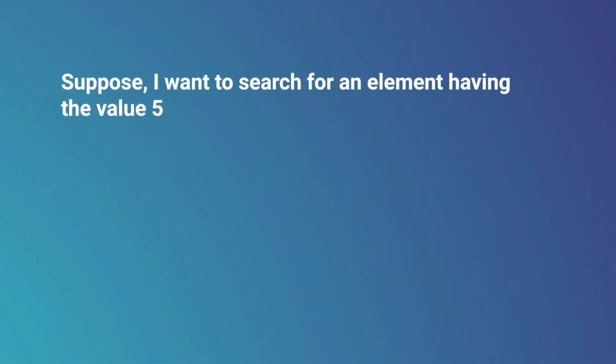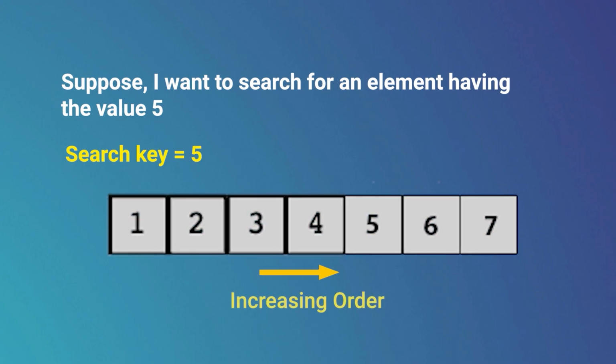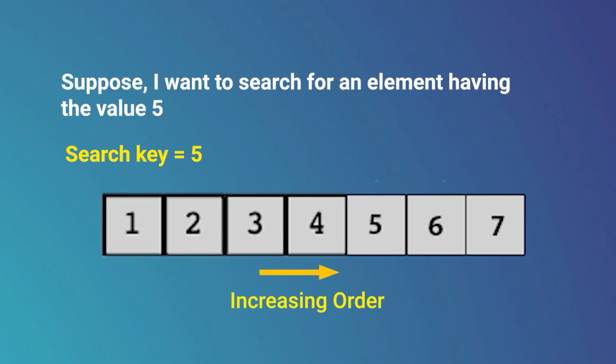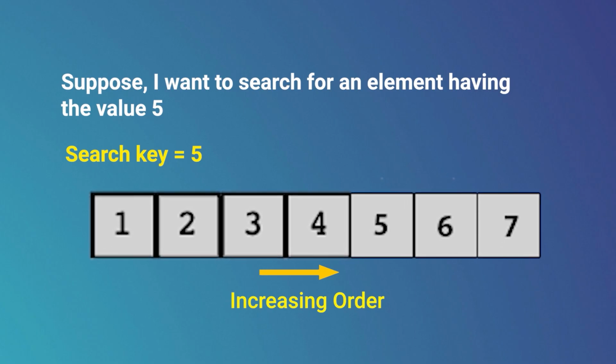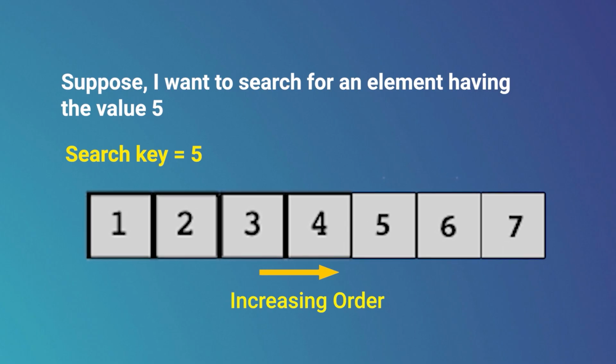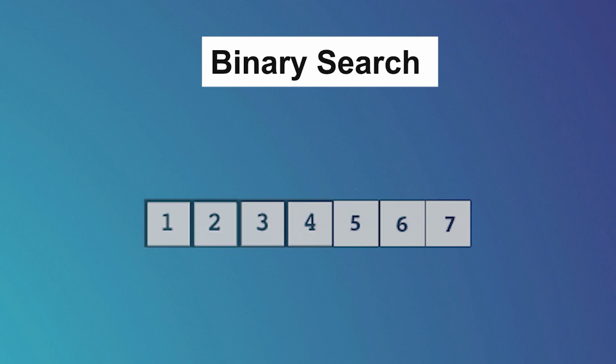Suppose I want to search for an element having the value 5. This I will call the search key. This is my search key. Now in the binary search algorithm, you have been given a sorted array. One can easily observe that all the elements are arranged in increasing order. The first element has the lowest value and the last element has the highest value.